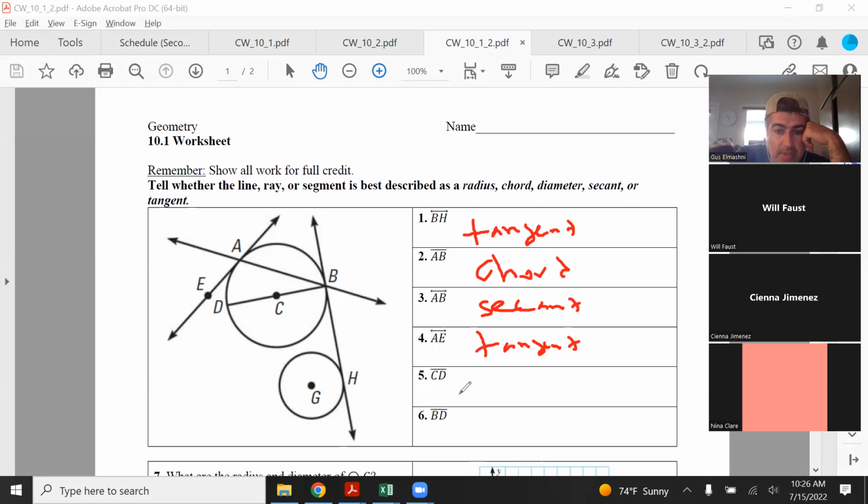CD is a segment, it goes through the center, that's a diameter. BD is a, sorry, that's the radius, my bad. It's going from the center to a point on the circle. And then BD is connecting 2 points, that's a diameter. My apologies for getting that mixed up. Okay, hopefully we're okay with that.